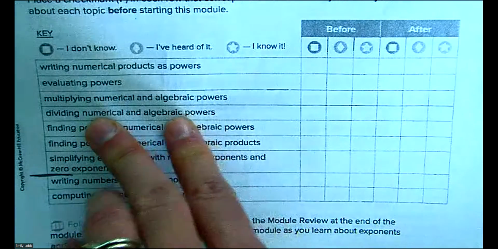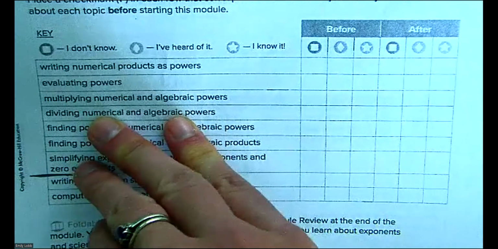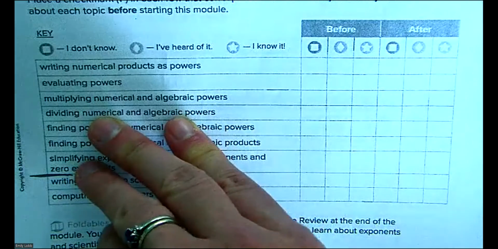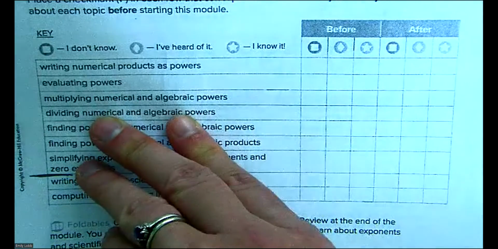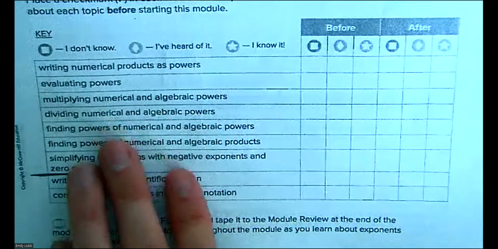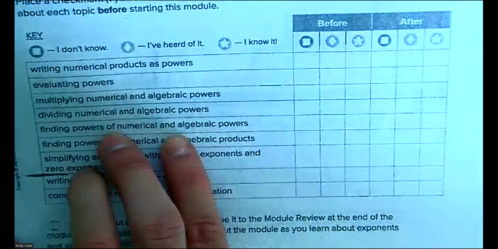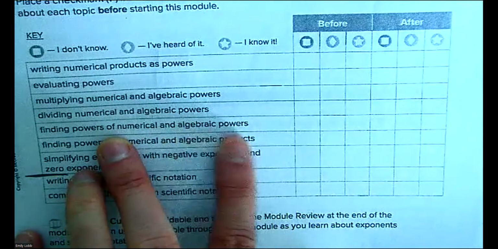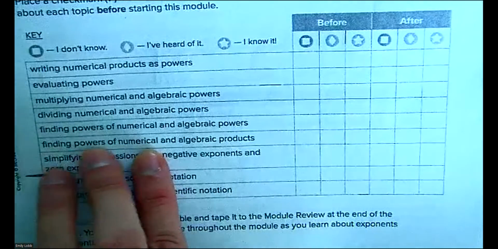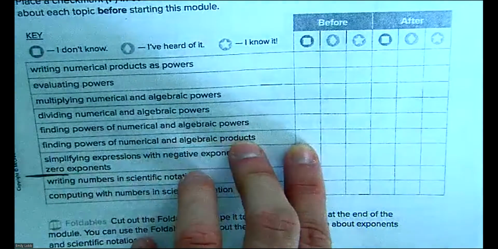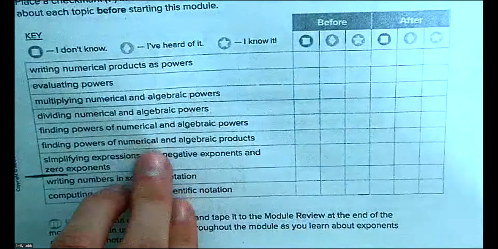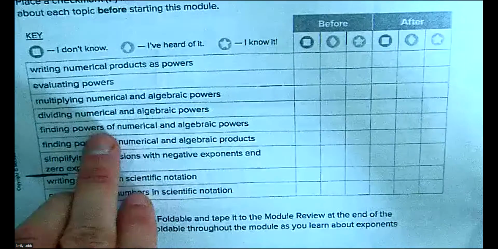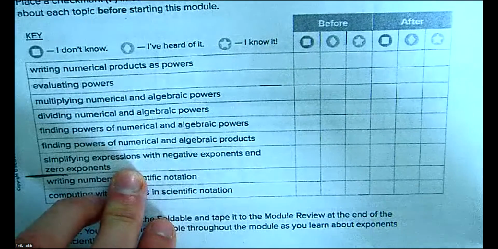Dividing powers, numerical and algebraically. That tells us we can do what with them? What were we just doing with them today, Noah? Subtracting our exponents. Finding powers of numerical and algebraic products. So this is power of products and product of powers. I want you to be sure you're understanding those.